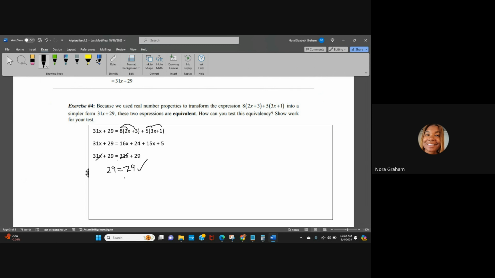If I got a false statement like 0 equals 29 or 1 equals 29, then those two expressions would not be equivalent, right?